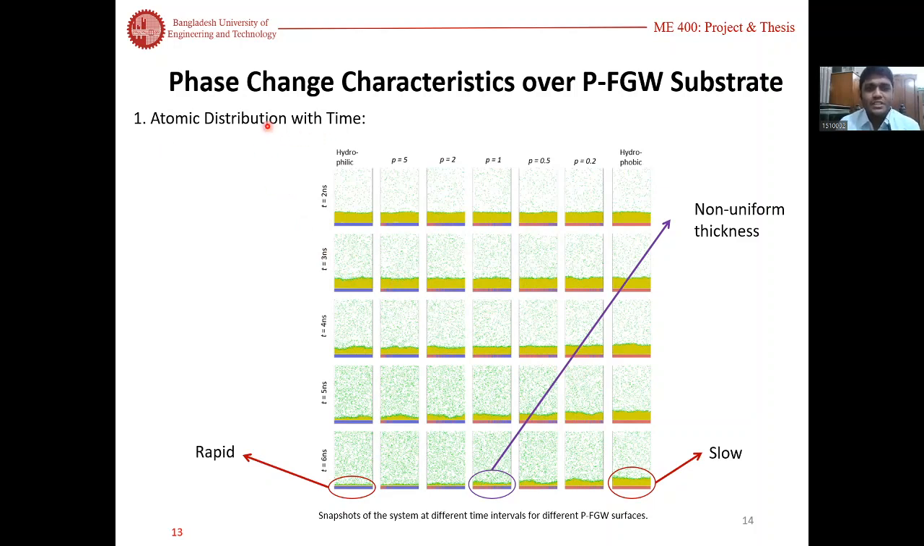Now, from the phase change characteristic, we see that the hydrophilic surface encourages rapid evaporation, and on a hydrophobic surface, it occurs slowly. But if we increase the value of P, it encourages the evaporation, and we find that we have non-uniform thickness due to the non-uniform evaporation.